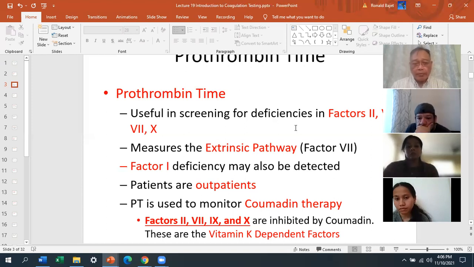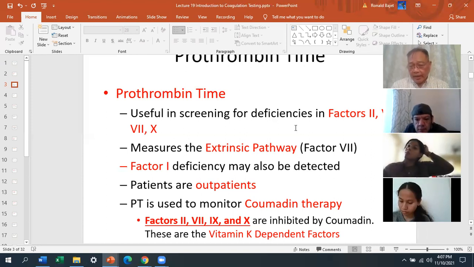So for the prothrombin time, they're outpatients, and it measures the extrinsic factor. The extrinsic factor, there's only one factor, and it's factor 7. So I'll create a bundle for you guys later on after I go over these terms. But for prothrombin time, know that it's factor 7, extrinsic factor, Coumadin therapy, and outpatients. Those are the four things I want you to know. And then for Coumadin therapy, of course, 2, 7, 9, and 10, vitamin K dependent factors. You'll be asked this, 2, 7, 9, and 10. Okay. So factor 7, extrinsic, outpatients, and Coumadin therapy.